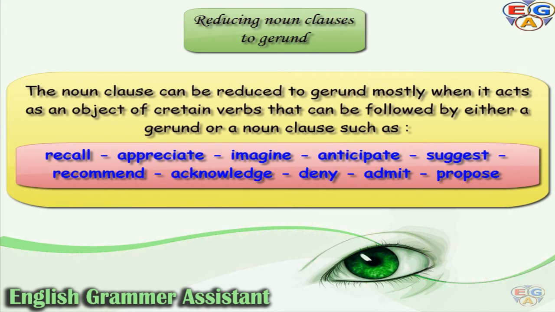The noun clause can be reduced to gerund mostly when it acts as an object of certain verbs that can be followed by either a gerund or a noun clause, such as recall, appreciate, imagine, anticipate, suggest, recommend, acknowledge, deny, admit, and propose.